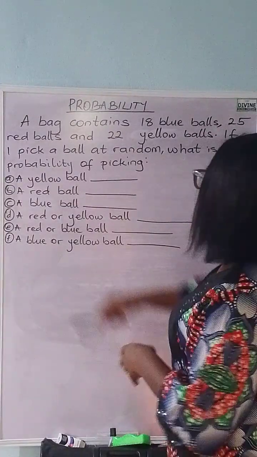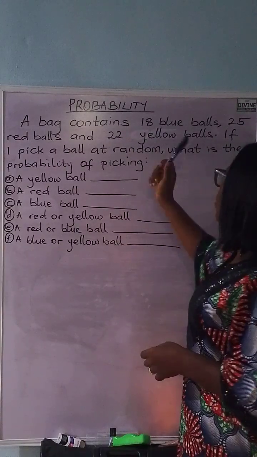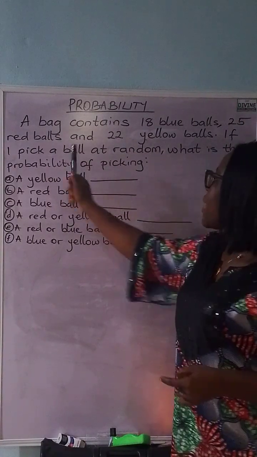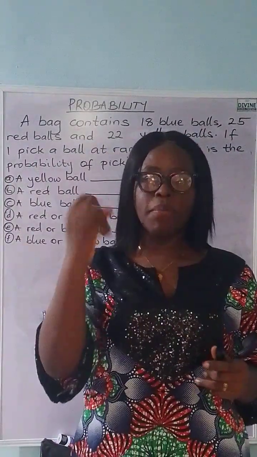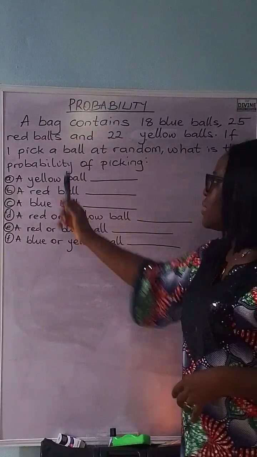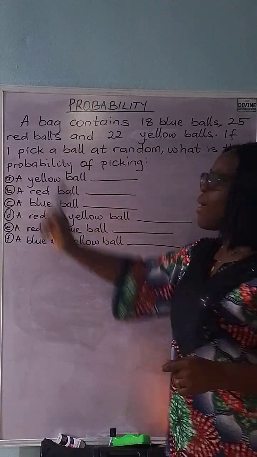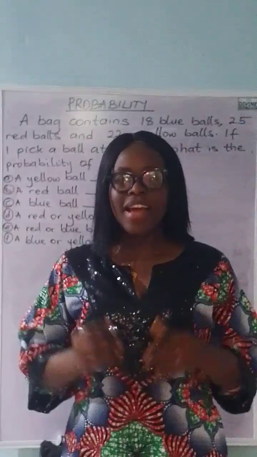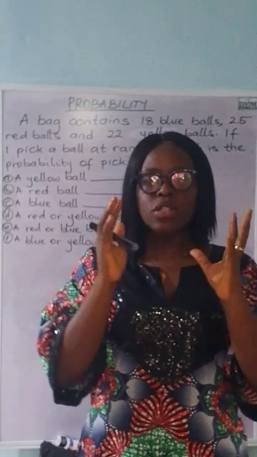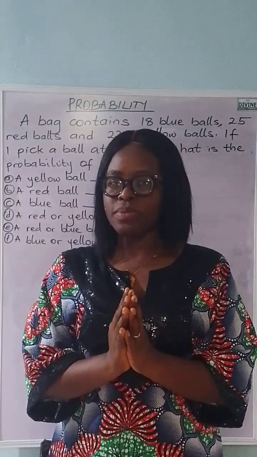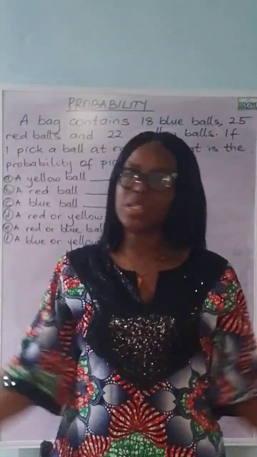The question states, a bag contains 18 blue balls, 25 red balls and 22 yellow balls. If I pick a ball at random, meaning I don't look, I just put my hand in the bag and pick up a ball, what is the probability, which is possibility like I stated in the last class, of picking a yellow ball? Like in the last class, the formula for solving probability is the number of favorable outcomes, the outcome that answers our question, over the total possible outcome.